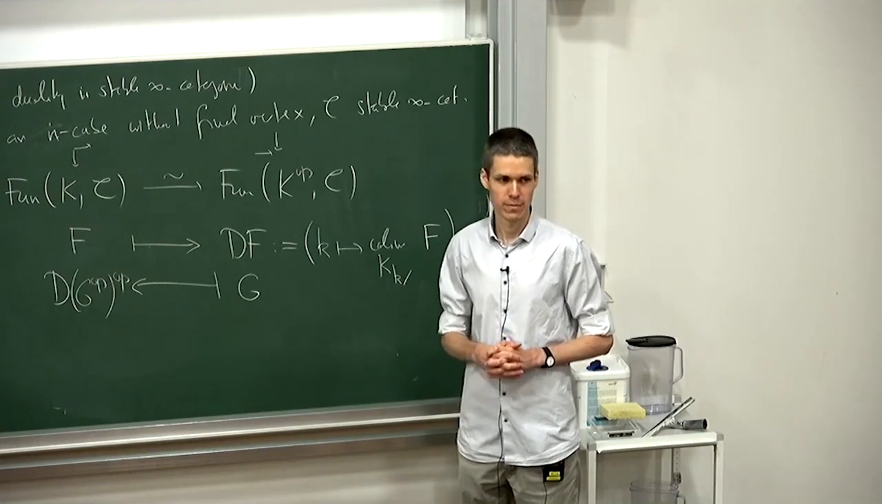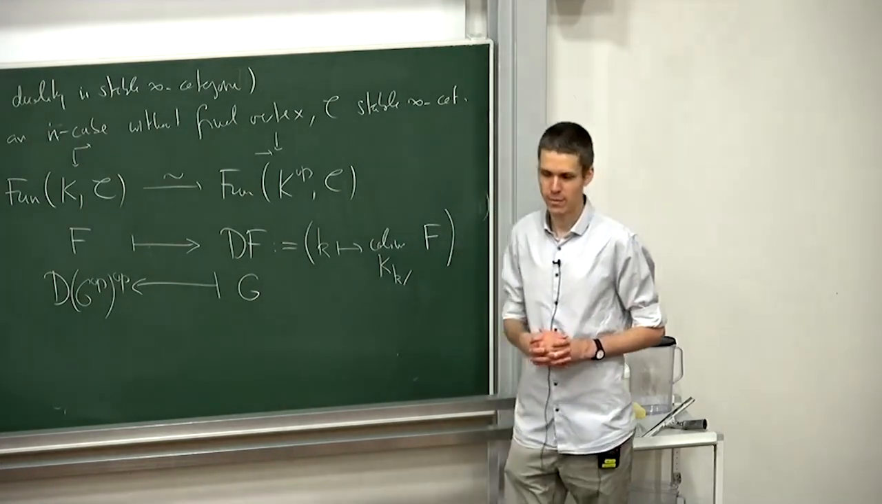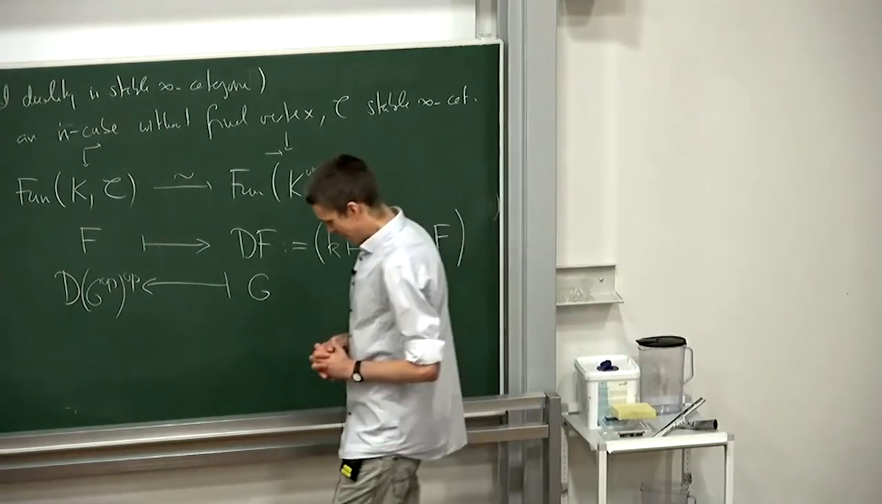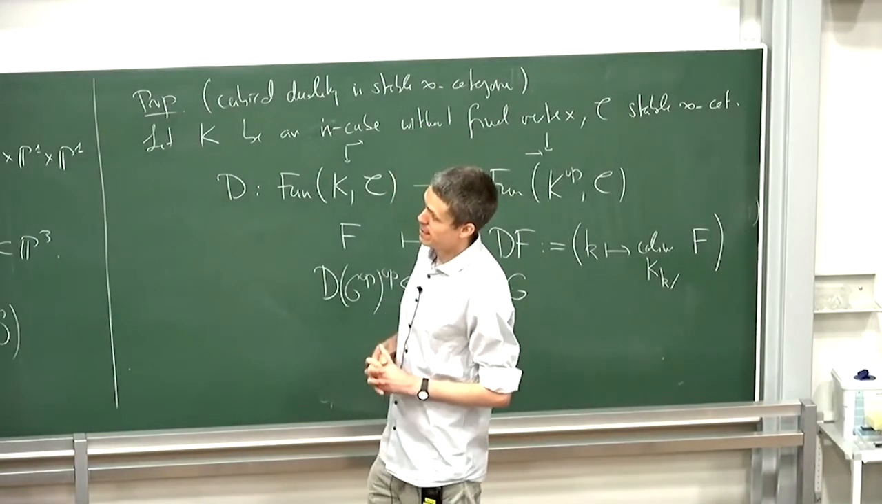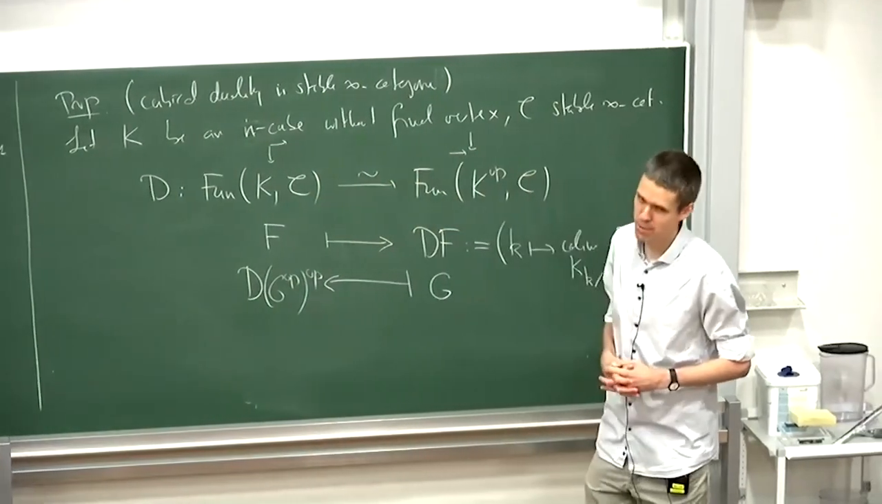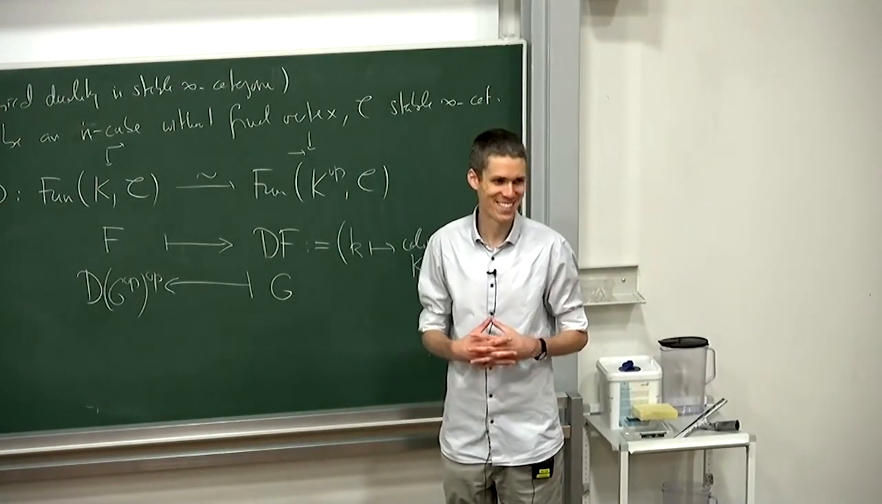So can you construct any other classifying stacks in this category, or just BGL? Yeah, that's a good question. I think basically just BGL_N. Yeah, I think just BGL_N for now. Like BSL_N, for example, is already an issue.